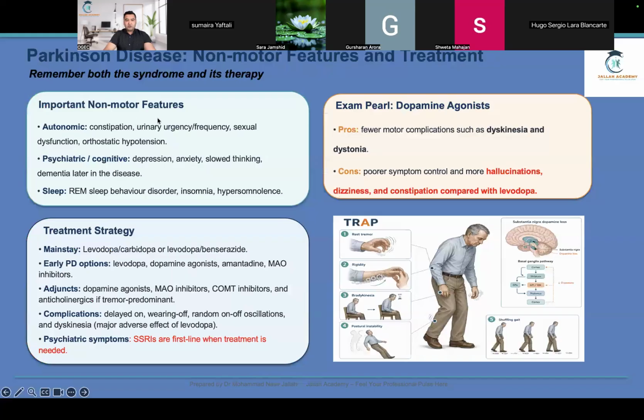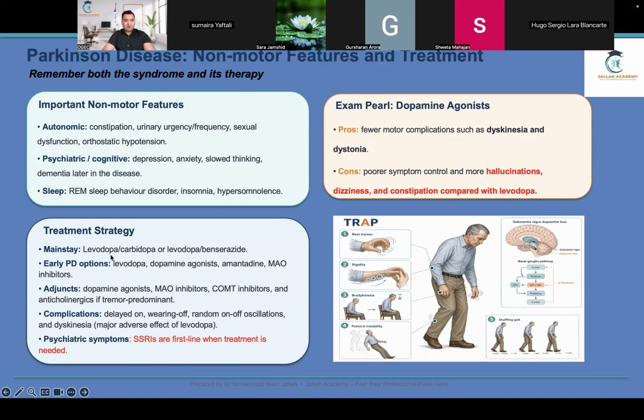So the important note, non-motor features could be autonomic, like constipation, urinary urgency, frequency, sexual dysfunction, orthostatic hypotension. Psychiatric and cognition could be depression, anxiety, slow thinking, dementia, and in later stage, remember, REM sleep behavior disorder, which is going to be also positive, and Lewy body dementia, because the Parkinson's is going to be present in that patient, right? Hypersomnolence.